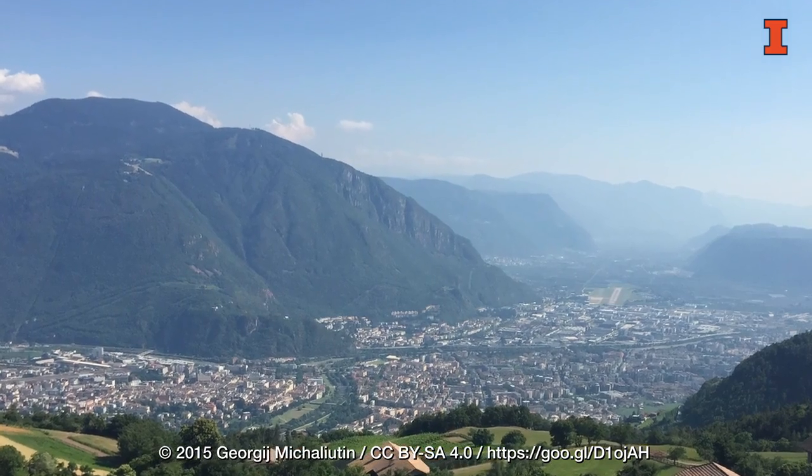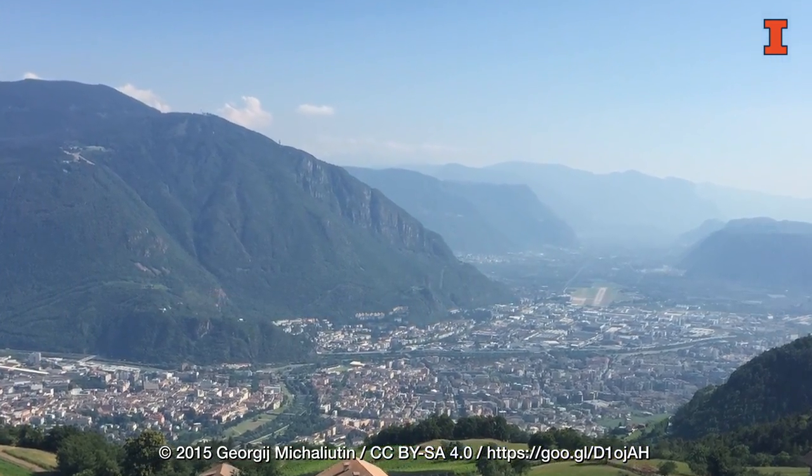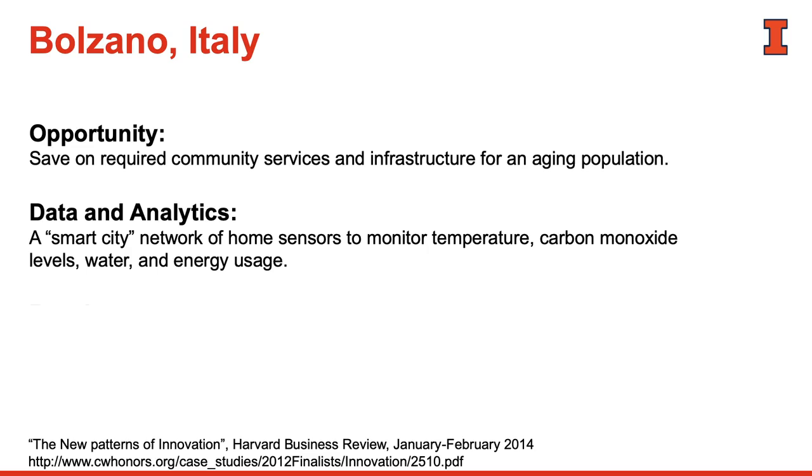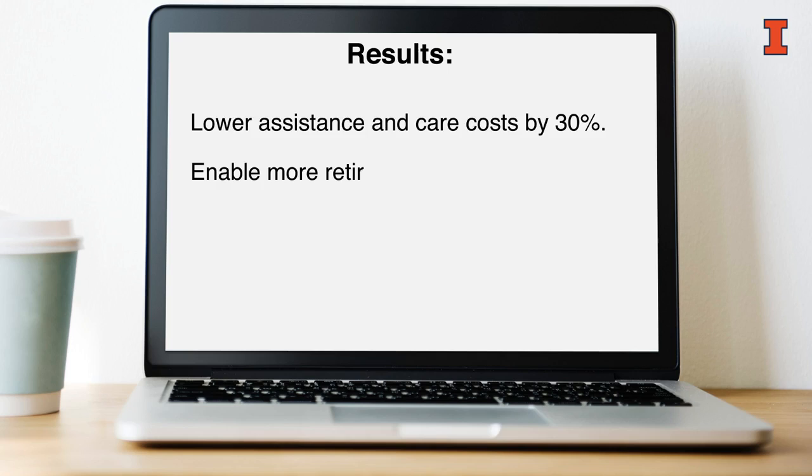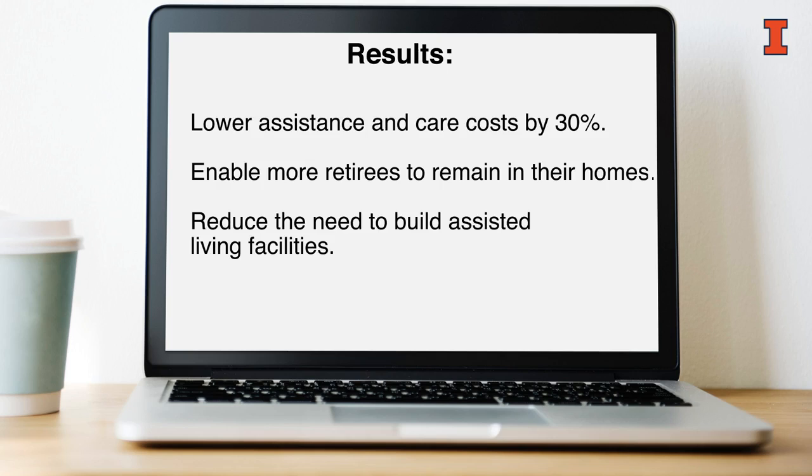Now let's fly overseas to the city of Bolzano in northern Italy. They have an issue with an aging population that wants to stay in their homes. So they created a smart city network of home sensors to monitor for temperature, carbon monoxide levels, water, and energy usage, and analytics to determine normal household behavior, and also identify aberrations and alert family or neighbors if something has gone awry. As a result, they've been able to lower assistance and care costs by 30%, enable more retirees to remain in their homes, and reduce the need for the city to build assisted living facilities.